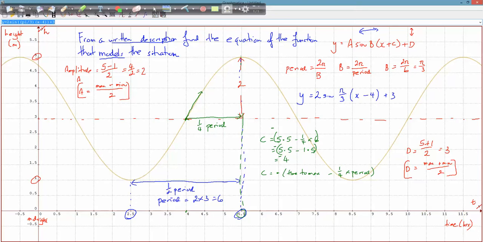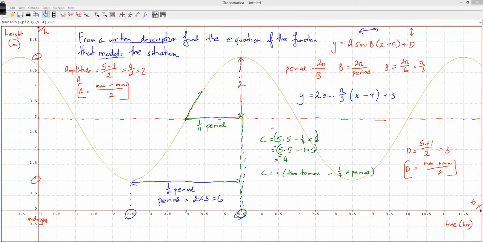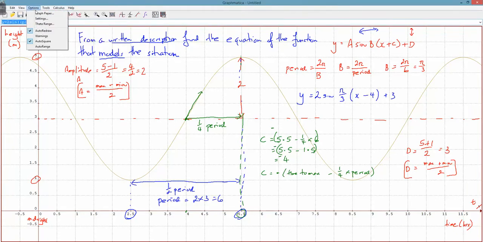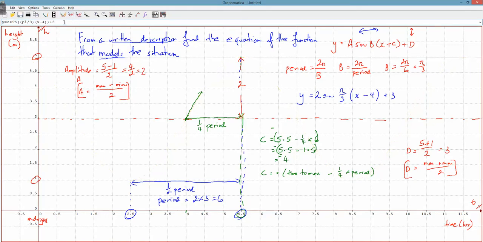Let me see, maybe if I clear things out. Let's clear that out and put it back in. Sure enough, you might see that that is in fact matching up with all the points we were talking about. So that is definitely the correct equation.